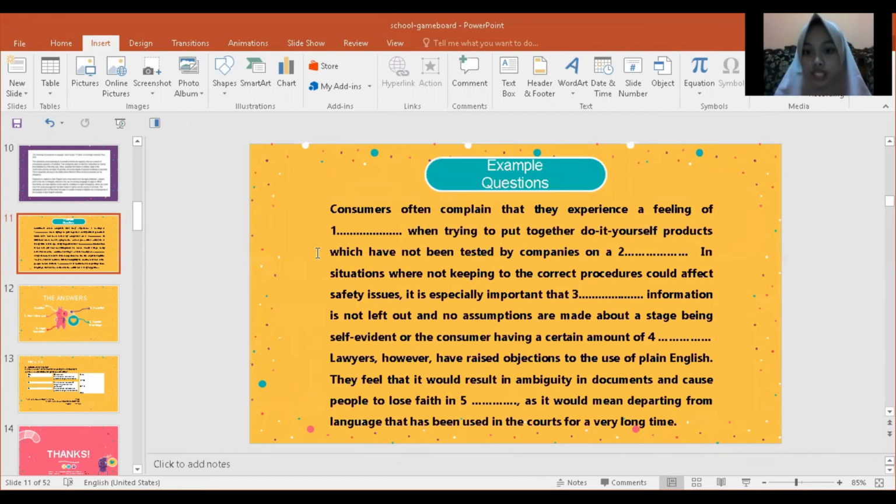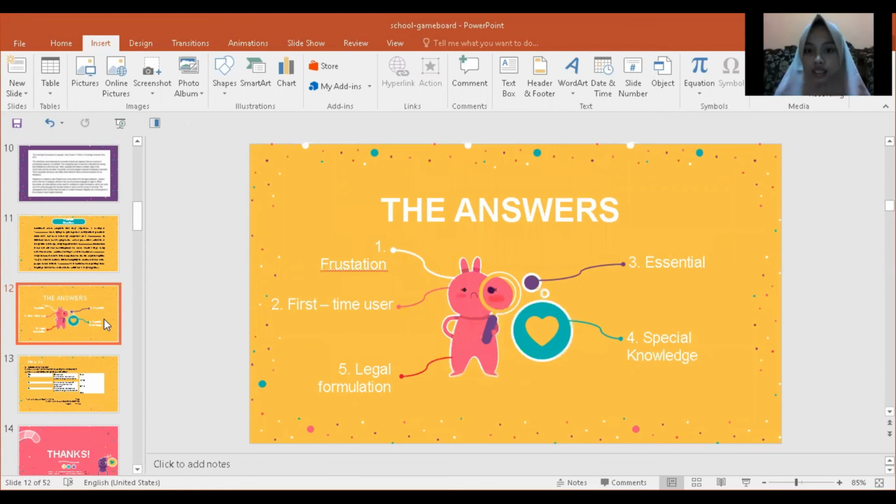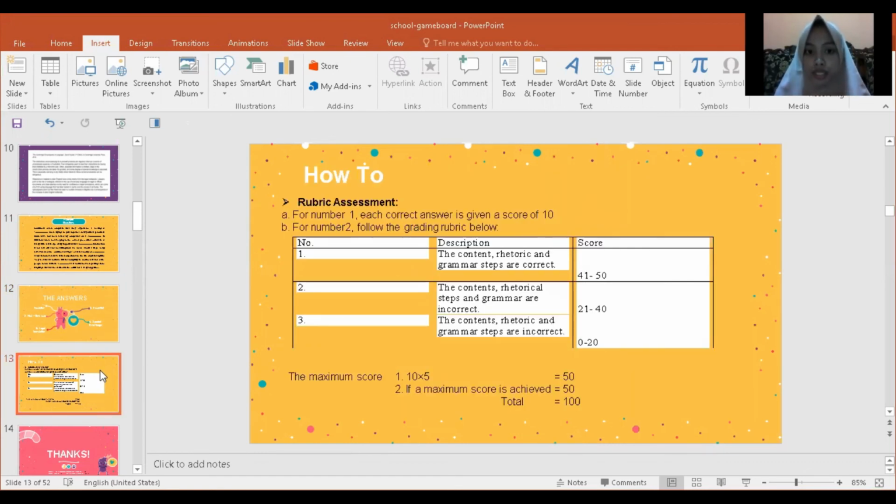And how to answer the next question? You can use the same strategy. And this is the answer to the 5 questions. And how to give the assessment? You can follow this rubric assessment. For number 1, each correct answer is given a score of 10. For number 2, follow the grading rubric below.